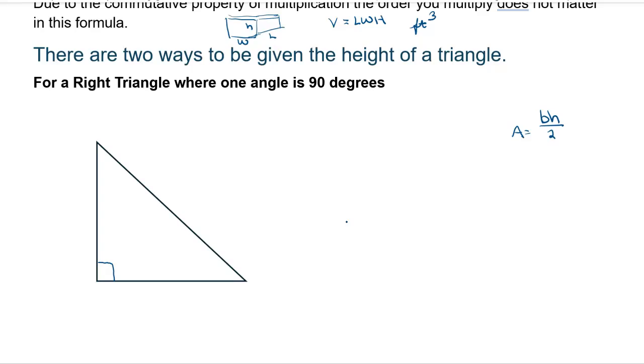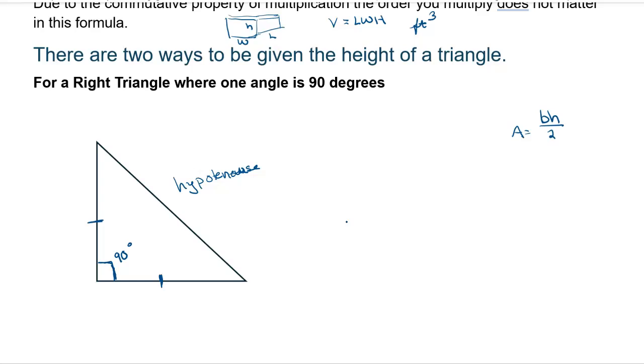All right, so in a triangle, there are two ways that you will see your height indicated. In a right triangle, which is one that has one of these little boxes, that means 90 degrees. That also means, and this video is not going to go into this, but I just want to mention that the side opposite the 90-degree angle is called the hypotenuse. The base and the height are talking about these two sides. Again, because of multiplication, they are interchangeable, okay?